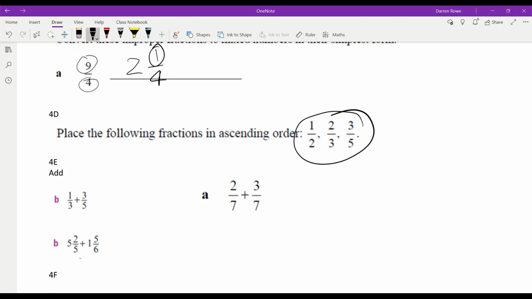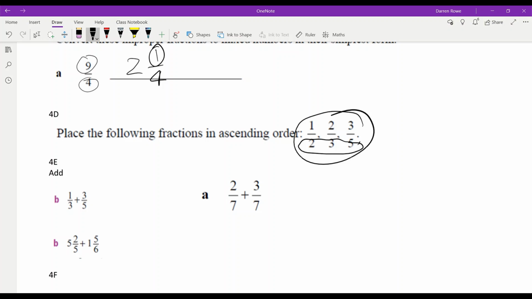So to do that, with the denominators, you have to find the lowest common multiple, or denominator rather, it's the same thing really, lowest common denominator in this. So the way you do that effectively, you could times them all together. So you get 2 times 3 is 6, 6 times 5 is 30, so they'd be out of 30.